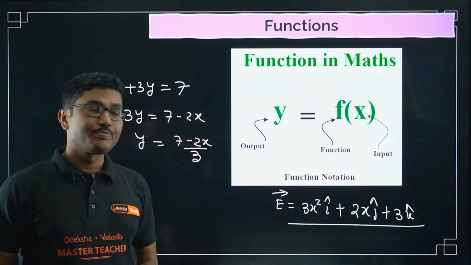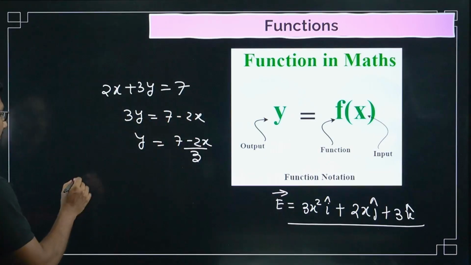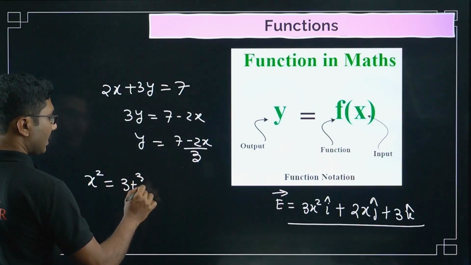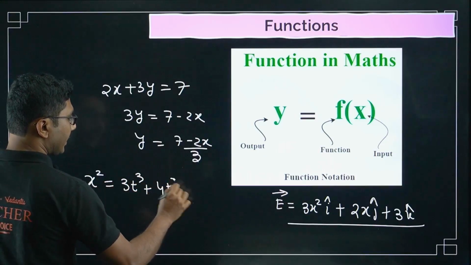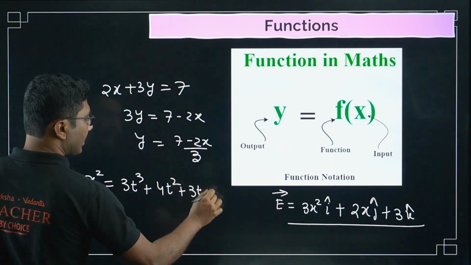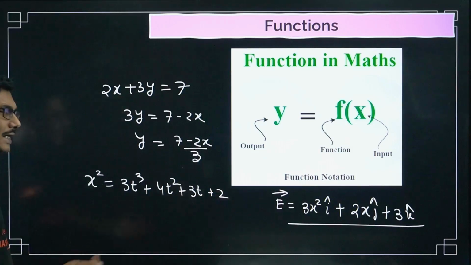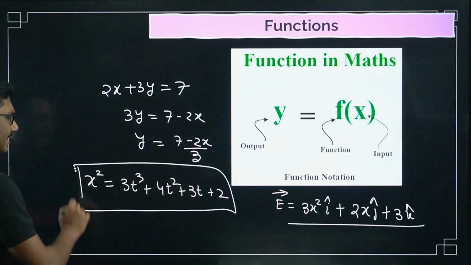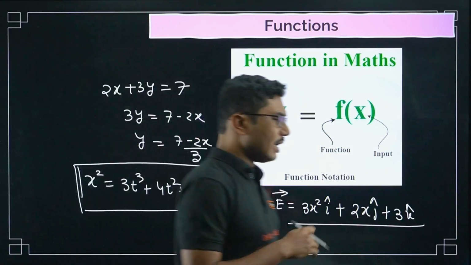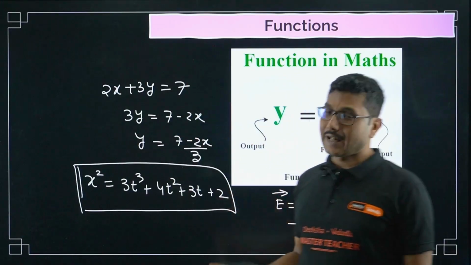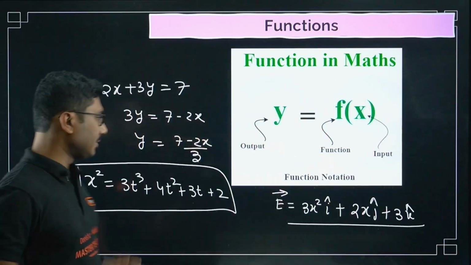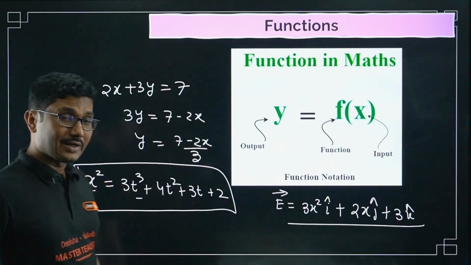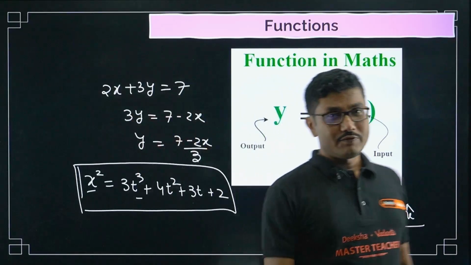So based on time you may have seen some kind of function, x square equals to 3t cube plus 4t square plus 3t plus 2, right? This kind of functions you have seen in your PU1 class as well. This is just an example, right? So functions can be a little tricky, can be a little difficult, but here one side we have one variable, other side we have another variable, then obviously it's a function, right?